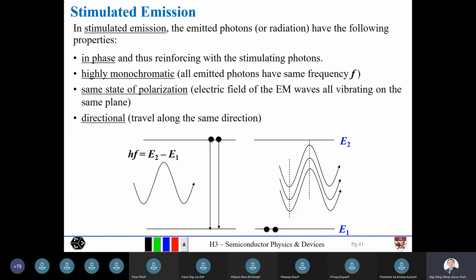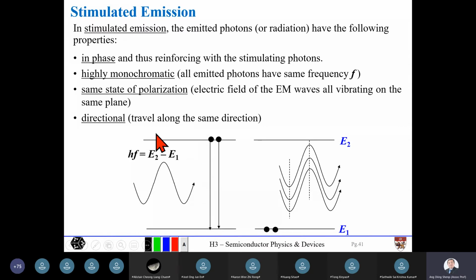Hi, Prof. I've got a question about the stimulated emission. Could I clarify how would you electrically force the semiconductor to produce stimulated emission? Okay, I will come to that eventually, but since you asked, I can briefly discuss this now. In order to have stimulated emission, we must fulfill a condition called population inversion.